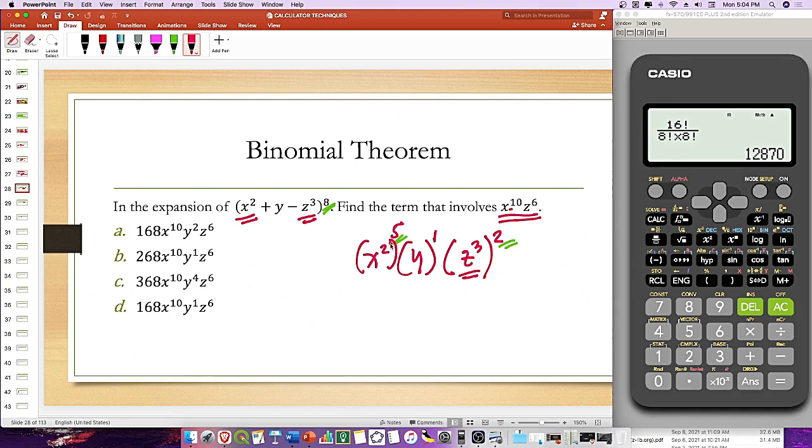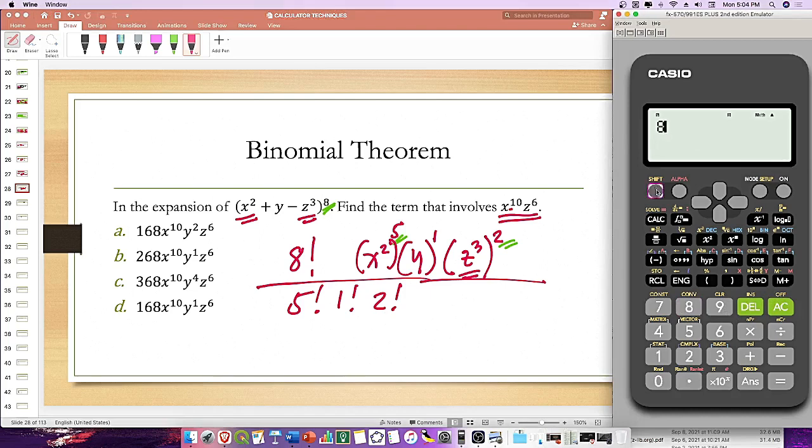So what about the factorial? It's still the same. The total power is 8. That's 8 factorial divided by 5 factorial, that's the power of x squared, divided by 1 factorial, that's the power of y, and 2 factorial, that's the power of z cubed. Simplifying it further, 8 factorial divided by 5 factorial. We don't need the 1 factorial, we already know that it's 1, and of course 2 factorial is also 2. But for demonstration, I will be putting 2 factorial and 1 factorial.